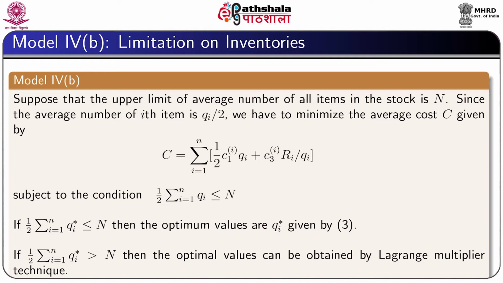Again, if this constraint holds for Qi star, then the optimal values of Qi star can be accepted. Now, if Qi star does not satisfy this constraint, that is half of sigma Qi star is greater than n, then the optimum values obtained in equation 3 cannot be regarded as optimal values. So, we apply Lagrange multiplier technique.